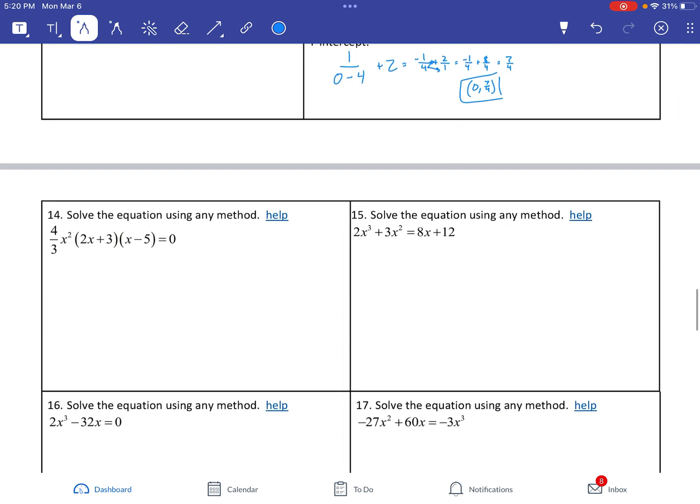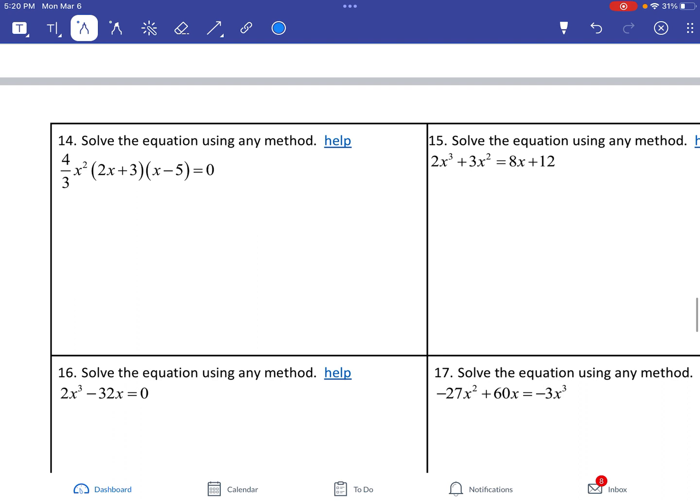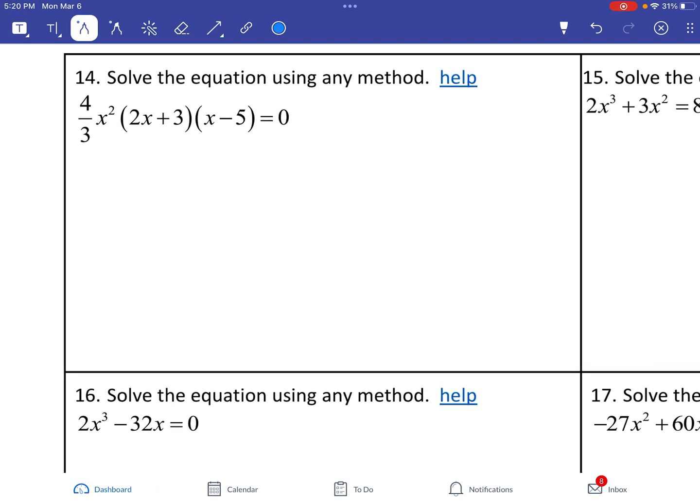Next, use any method to solve the equation. So we're looking at the x values. So we have 3 x's: 1, 2, and 3. Each one of those that has the stuff has to be set equal to 0. So we have 4 divided by 3 times x squared equals 0, 2x plus 3 equals 0, x minus 5 equals 0.